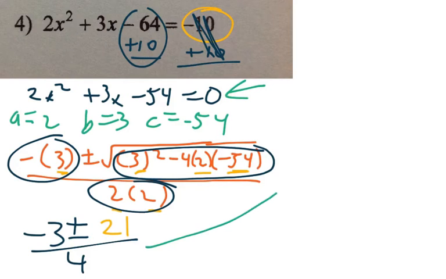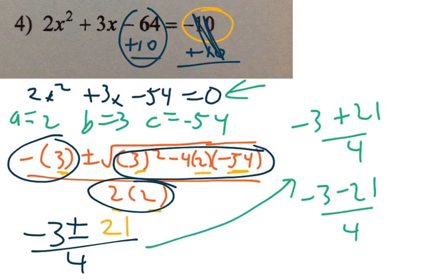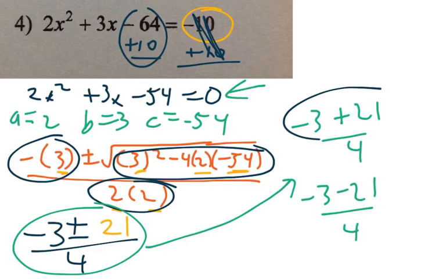Finishing up, I'm going to come up here, guys. I know I'm going to have negative 3 plus 21 divided by 4. I'm also going to do negative 3 minus 21 divided by 4, because that right there is 2 problems in one. Plus and then minus, right? But anyways, finishing up, I know 21 minus 3 is 18.